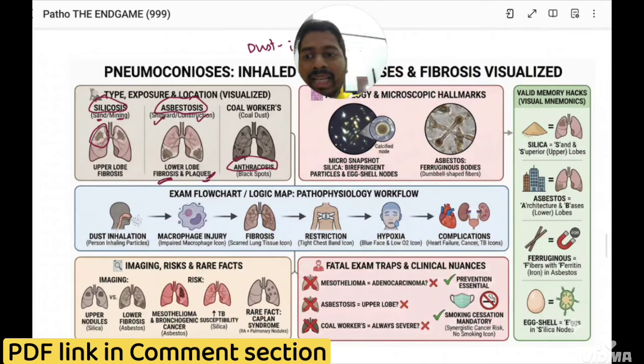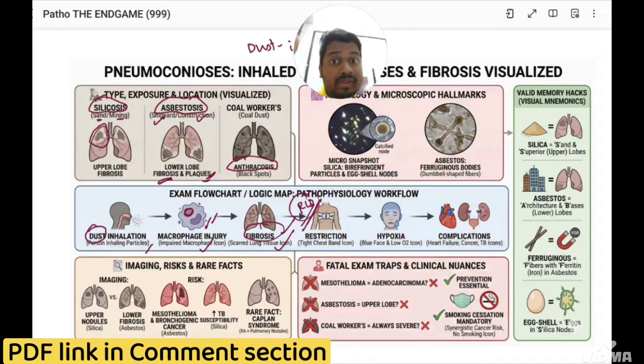Anytime a person inhales some dust, it may be silica, asbestos, or coal particles, what happens inside the lung is activation of macrophages. These particles get trapped within the macrophages, which finally leads to fibrosis and scarring of lung tissue, leading to restrictive lung disease. So this causes restrictive lung disease, not obstructive. Then other symptoms occur and then complications occur.